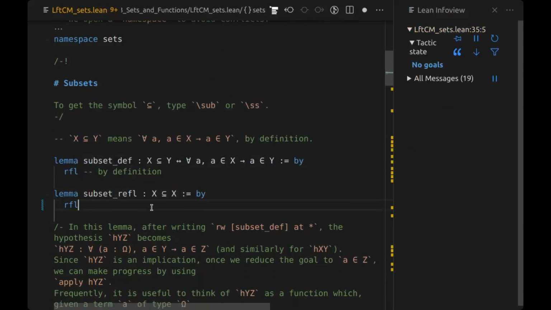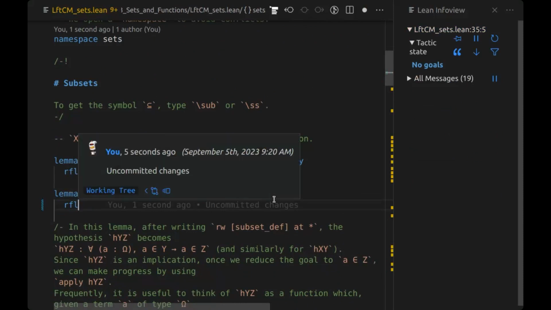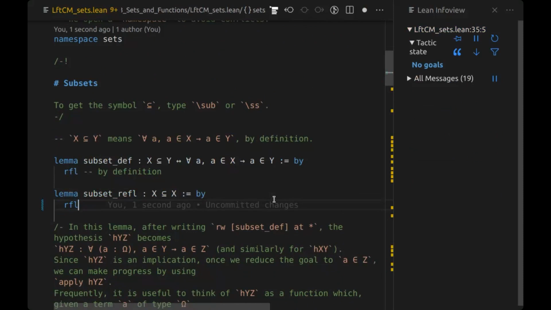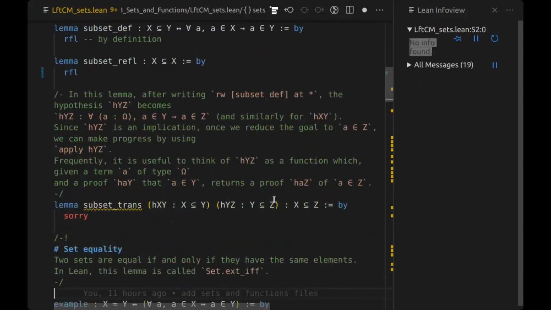Just because in this case, what this is telling me is that for all A in X, A in X implies that A is in X, right? Which is obviously true. Okay. Now, let's look at some examples of this.